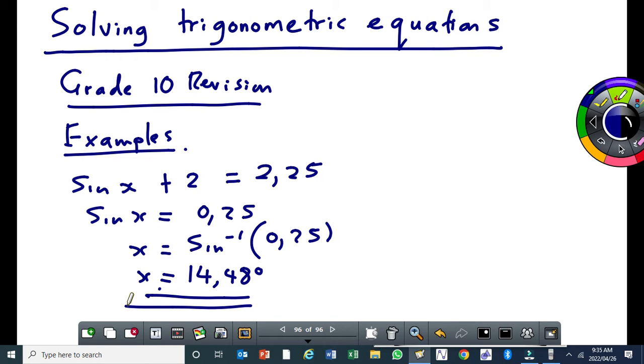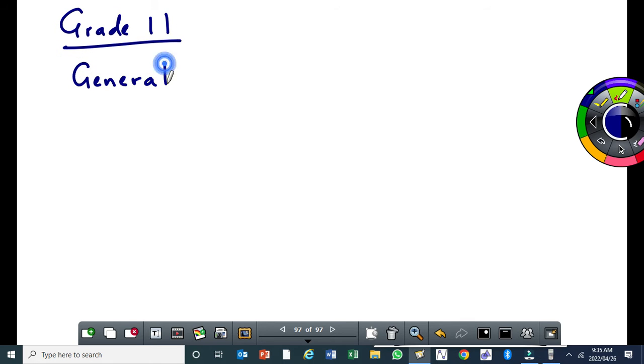So this is what you did last year. It was very basic. So the grade 11 one. With grade 11 trig now, we'll start with what's called the general solution. I'll introduce the general solution. First, you need to know what the general solution is. Now, over the years, most learners just memorize the general solution without understanding what it is.